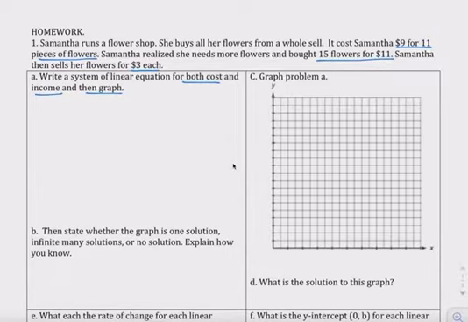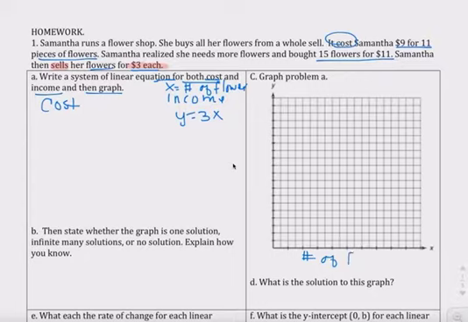Okay, the first one is the cost. Here's Samantha's cost. See how it says cost? We want to write an equation for both cost and income. Let's look at cost. And then here's income. Income is easy. Samantha sells, see, the sales is the income, is $3 each. So y equals $3 each. Each what? X represents the number of flowers. Okay, let's put that here. This is the number of flowers.